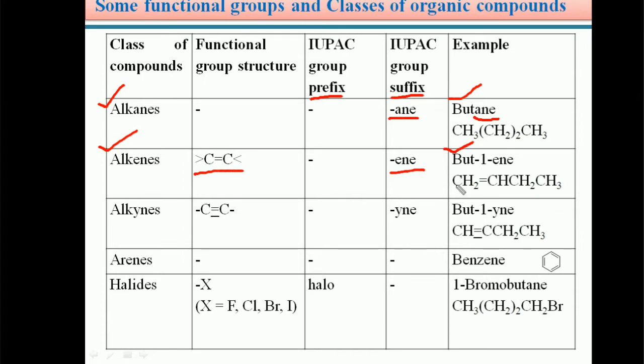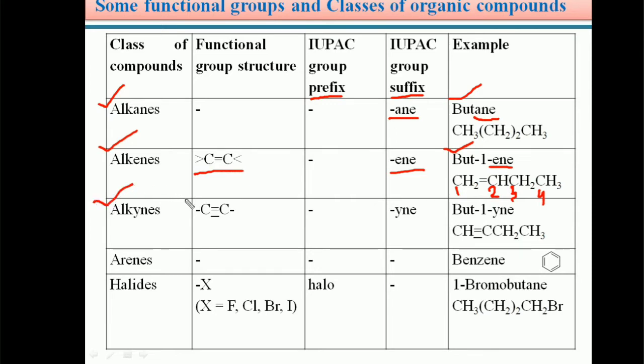So for example, if you see butene, 1-butene or but-1-ene, here 4 carbon atoms are present, 1, 2, 3 and 4. There is a double bond between the first carbon and second carbon, hence its name is 1-butene, or you can write it as but-1-ene, meaning 4 carbons are present in the organic compound and there is a double bond between the first and second carbon. This ene represents that the C double bond C functional group is present. So students, this is about the alkenes class of compounds.